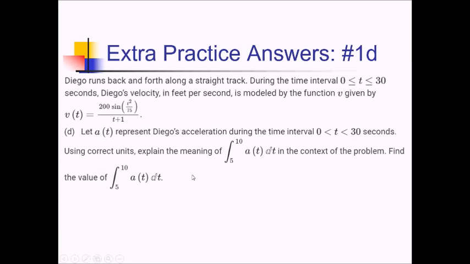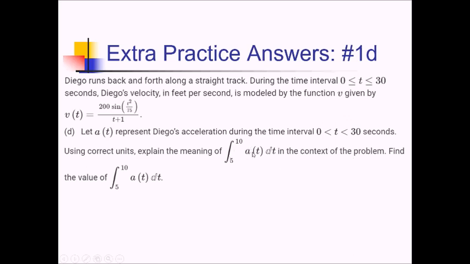For this last problem part, we're letting a of t represent Diego's acceleration on the interval from 0 to 30. So first part of this, using correct units, explain the meaning of the integral from 5 to 10 of a of t dt in the context of the problem.